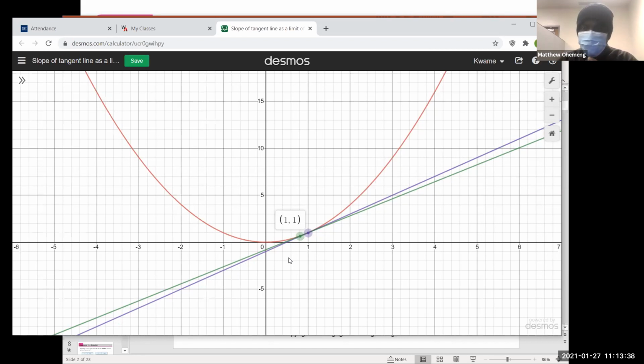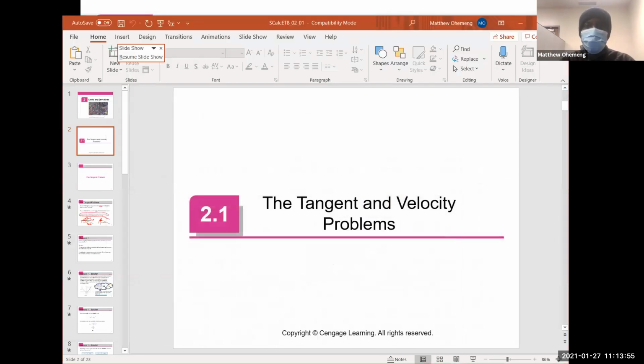Please, are you okay? Does that make sense? Any questions? Yeah, so that's what we are doing. You're using secant slopes to try and get an approximation of the tangent slope. Okay. So now let me get back to the PowerPoint.